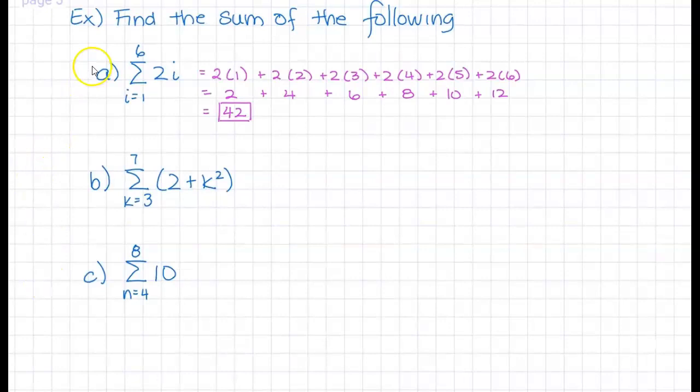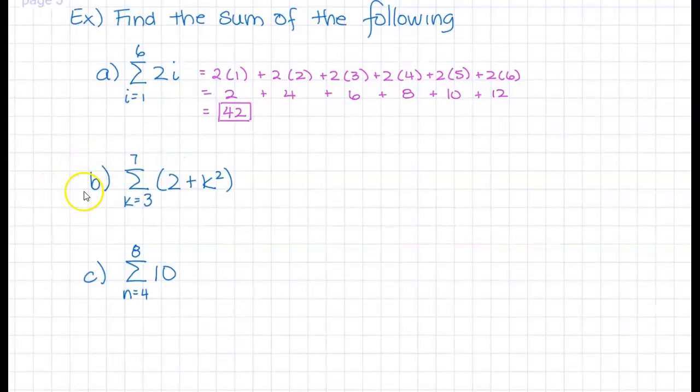Okay, so for part A, it's the summation of 2i as i goes from 1 to 6. So just do what it says. Let i go from 1 to 6. So you're going to have 2 times 1, and then 2 times 2, 2 times 3, 2 times 4, 2 times 5, 2 times 6. And then you're going to add it all up. And when you do, hopefully my arithmetic is good. You guys can correct me in the comments if I was wrong, but the answer is 42.